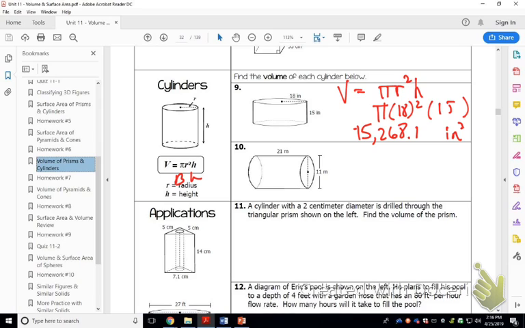Okay, so this time we have a radius of 5.5 and our height of 21. So get all of that multiplied out. 1,995.7. These are in meters.